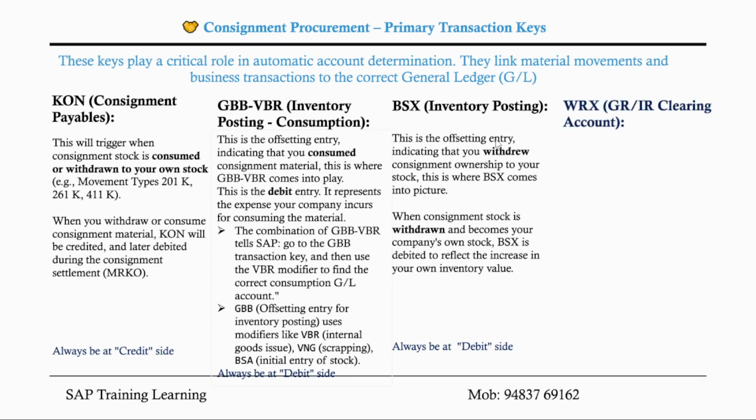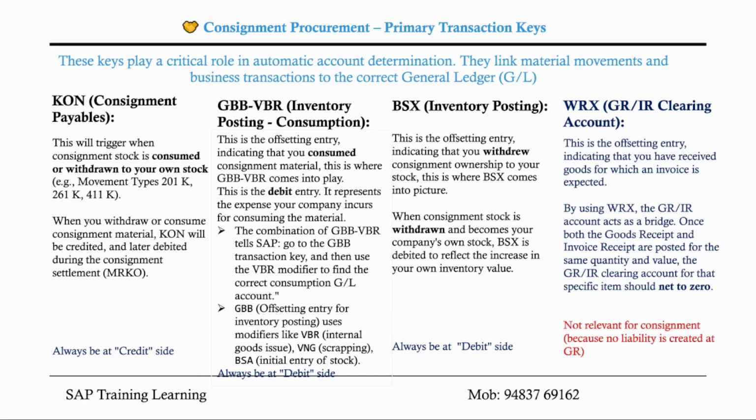There is one more transaction key which we don't use here in consignment procurement, but it is good to discuss. This is also one of the offsetting entries: WRX. You have seen that, right? WRX is also an offsetting entry, indicating that you have received goods for which an invoice is expected. It is becoming your own stock directly. There is no involvement of consignment. It is going to be your own stock, so you are liable to pay and you're expecting an invoice.